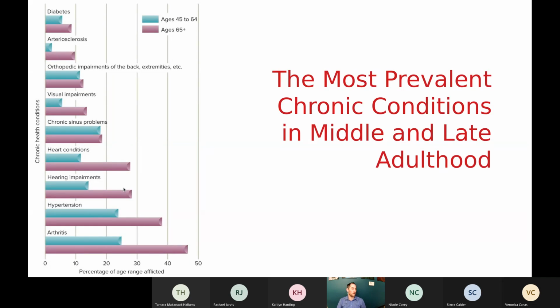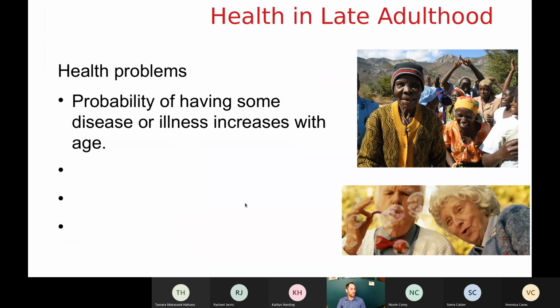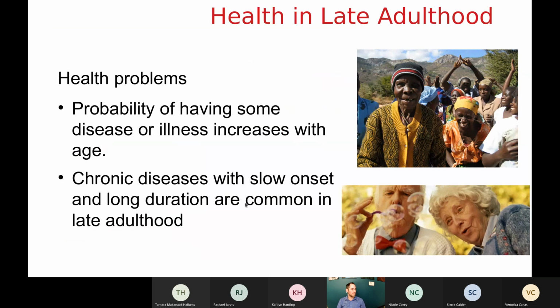More likely or more common are going to be things like heart conditions, hypertension, arthritis. Those are some very common ones in later adulthood. All right, so the probability of having diseases increases with age. Chronic diseases are kind of just those ones that stick around a lot.